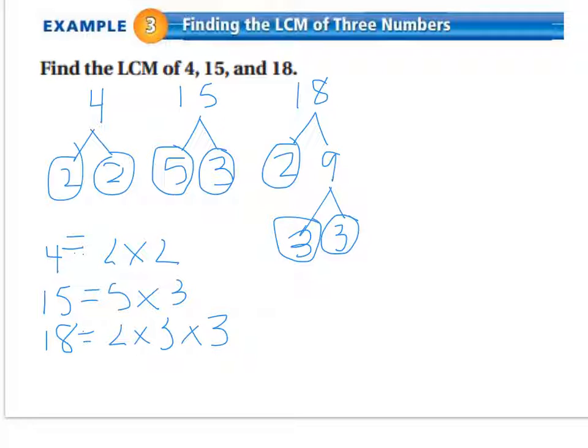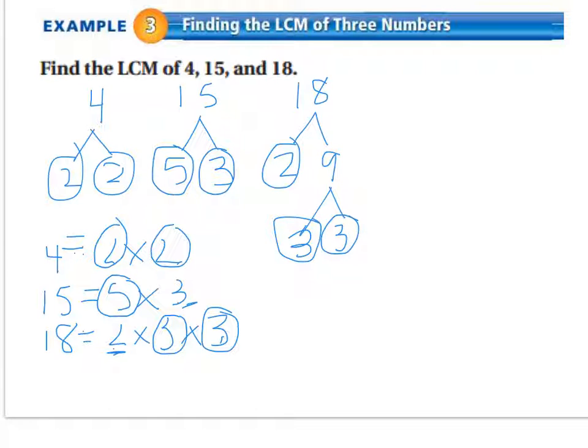Now again, what I'm going to do is look for each number in the row that it occurs the most often. So I see that there are 2 2's in 4 and only 1 2 in 18, so I'm going to circle the 2 2's from the 4. And I see there's 1 3 in 15, but there are 2 3's in 18, so I'll circle the 3's that are in 18. And then there is just 1 5 in 15, so I need to circle that one. The extra 3 here and the extra 2 here do not get included because I've already done the 2's and the 3's where they occurred most often.